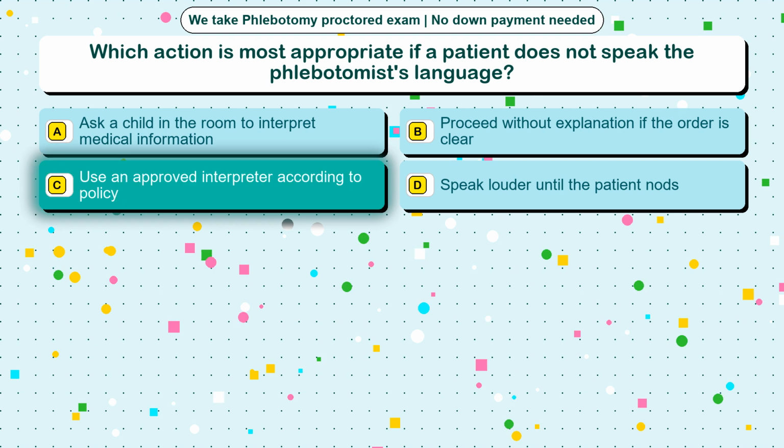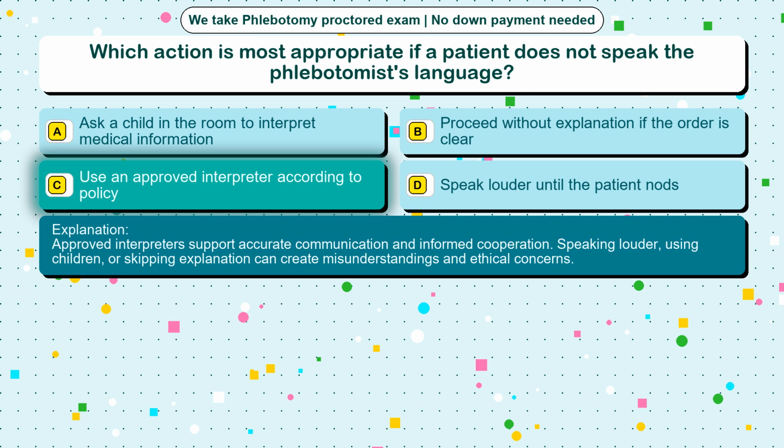The correct answer is option C. Use an approved interpreter according to policy. Approved interpreters support accurate communication and informed cooperation. Speaking louder, using children, or skipping explanation can create misunderstandings and ethical concerns.